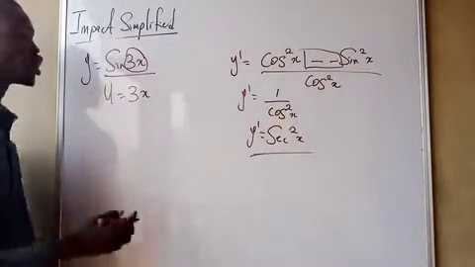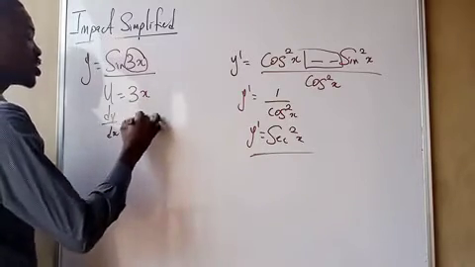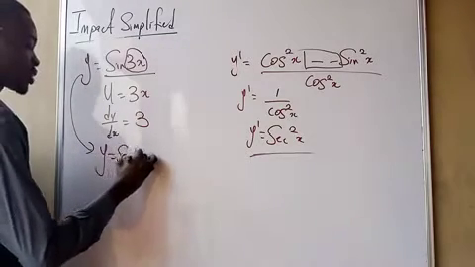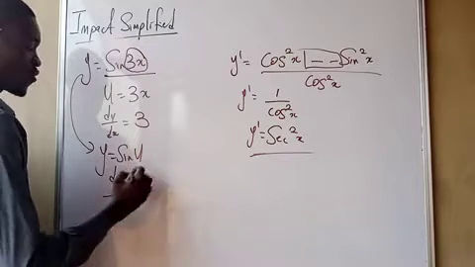It is the same thing as the chain rule. This will give us du dx, and if you differentiate this, it will give us 3. You go back to the equation: y is equal to sin u. Differentiate. What do we have? dy over du. Differentiate sine.